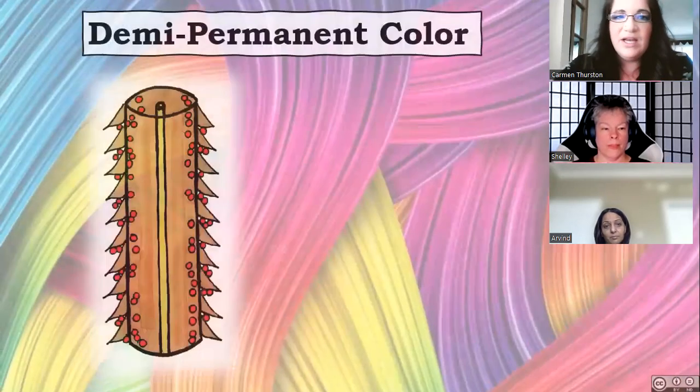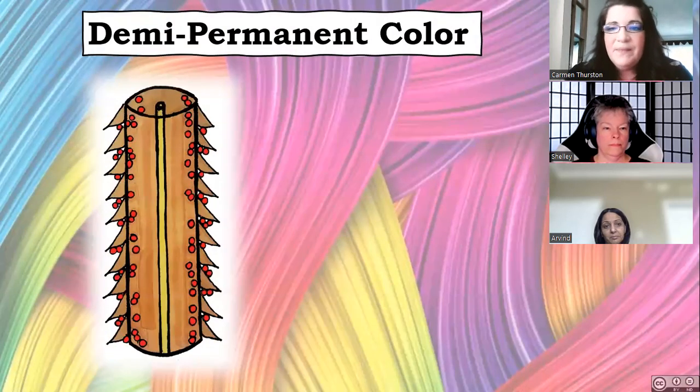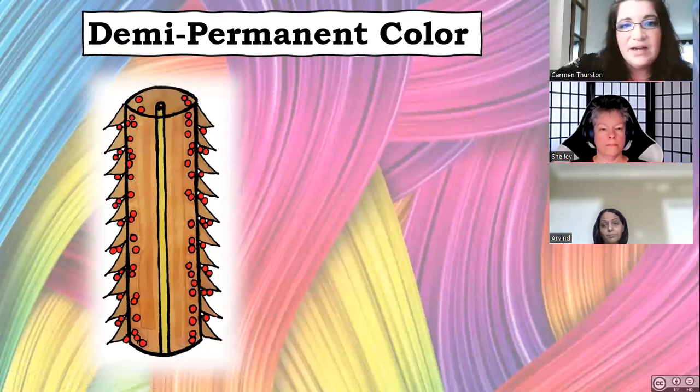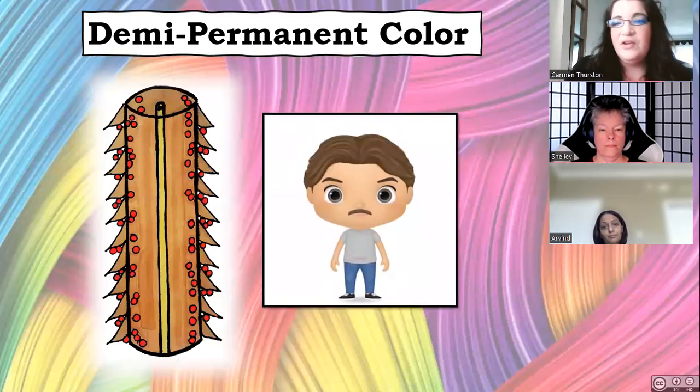Okay, so the next color type would be demi-permanent color. Now you can see the color molecules are moving a little deeper inside the hair. The natural pigment of the hair is still there, but the cuticle gets lifted a little bit. This color type we mix with a stronger developer, and we use it typically to give more saturation to the hair, more coverage. We can use it for gray blending and to give a lot of depth and richness to color. This hair color would be like your neighbor.